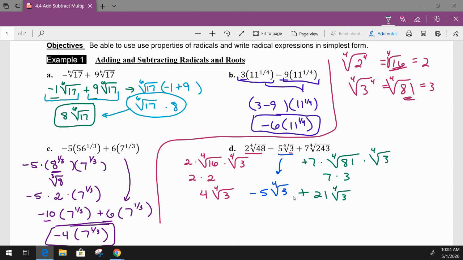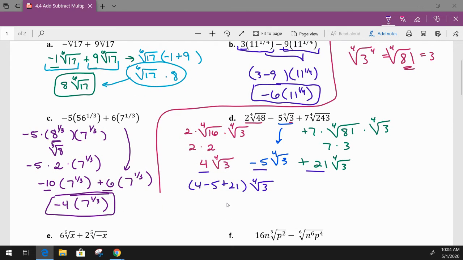So now that we have the common radical, we can then combine our coefficients. So the 4 minus 5 plus 21. And like I said, it's kind of like factoring out that fourth root of 3. But of course, we want to combine your 4 minus 5 plus 21. 4 minus 5 is -1, plus 21 is 20 fourth roots of 3. And that's your simplified answer.